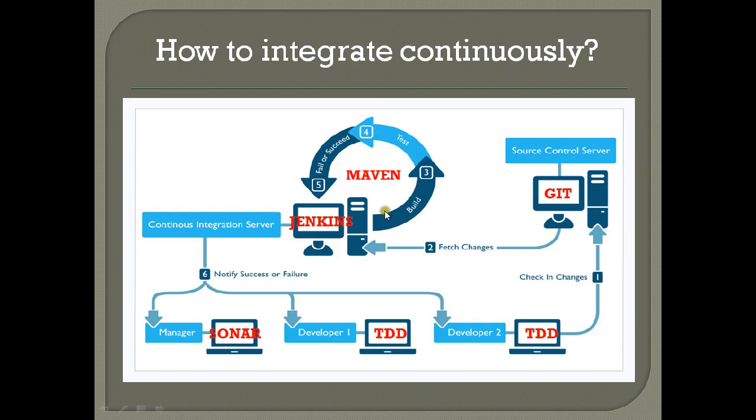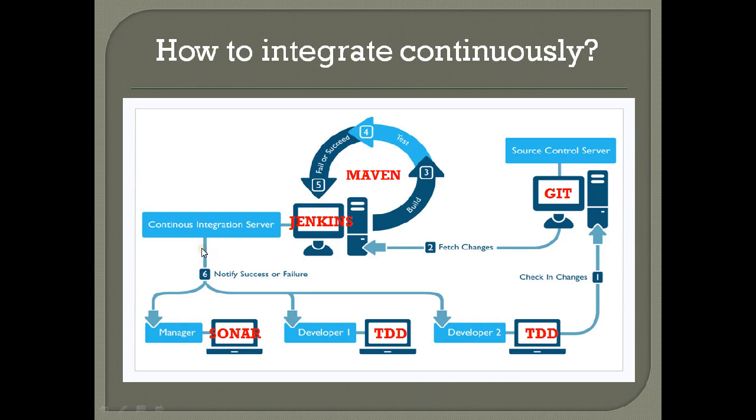It will build all of it and test it, and if there is a fail or a success, that build process is done through Maven. Maven is used at this step. Then the continuous integration server, which is Jenkins, will notify the manager.